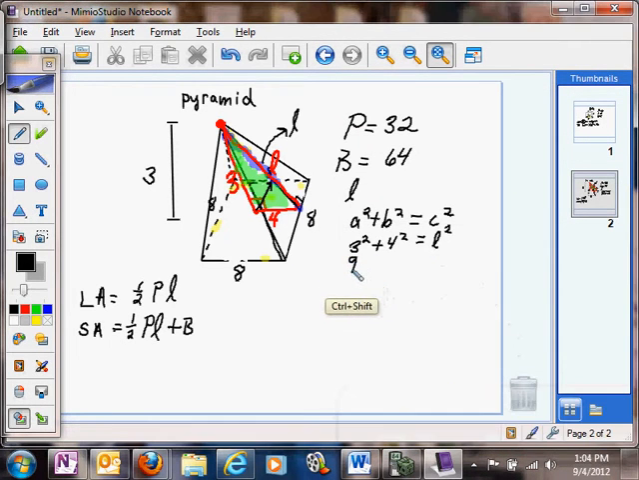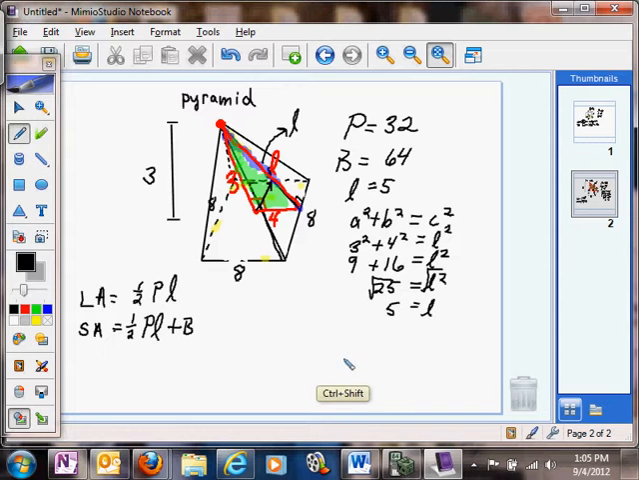Okay, so 3 squared is 9 plus 4 squared is 16 equals L squared. 9 plus 16 is 25 equals L squared. Take the square root because L is being squared, and you get that L is equal to 5. So little l is 5. And yes, that was a lot of work to get little l, but sometimes it just has to be done. Now to find the lateral area, I have 1/2 times big P, which is 32, times little l, which is 5.